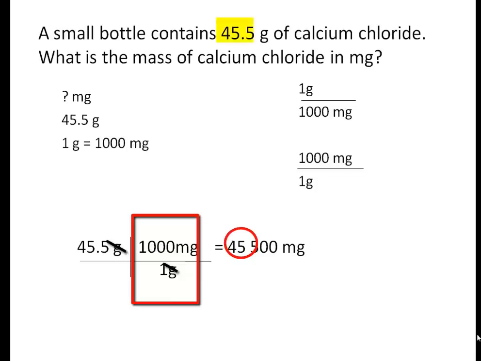You also must use sig figs to solve your problems. In this, you always use the number given in the problem for your sig figs, never the information in the conversion factor. Conversion factors are said to have an infinite number of sig figs. So I have 3 sig figs in my original number, I have 3 sig figs in my answer, and my answer is 45,500 milligrams. Let's look at another example.